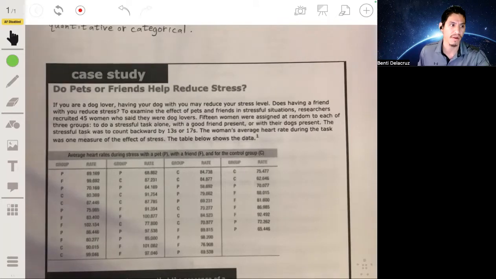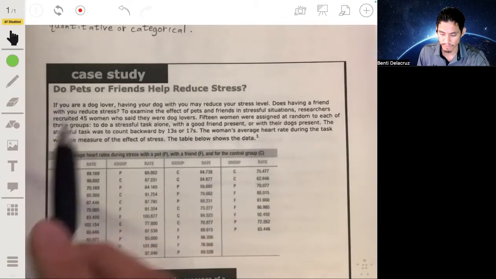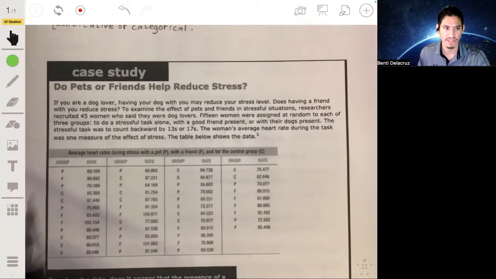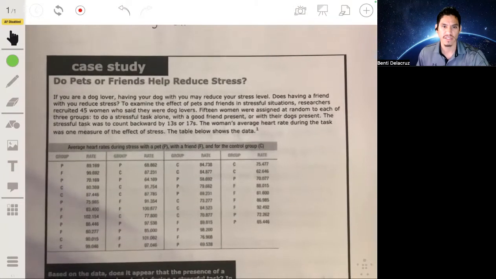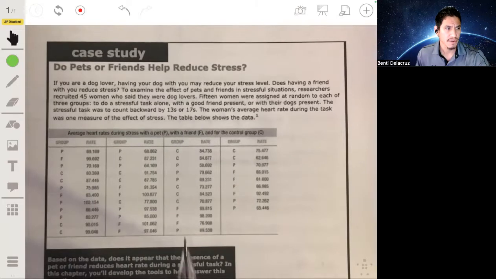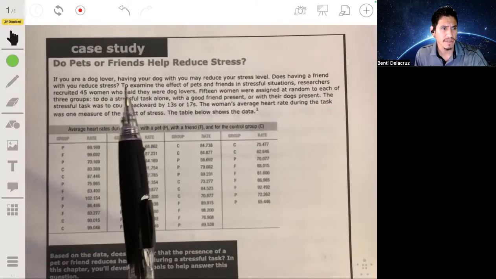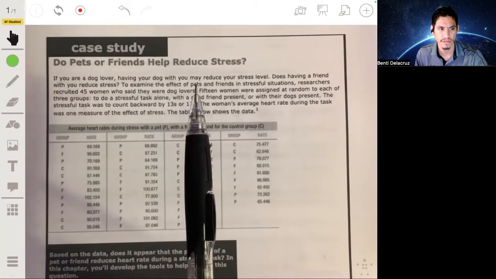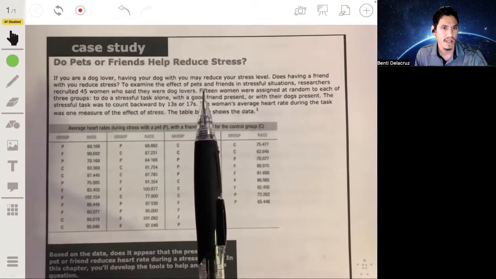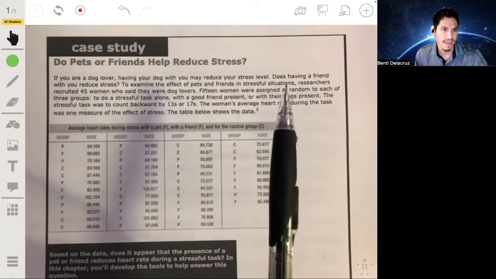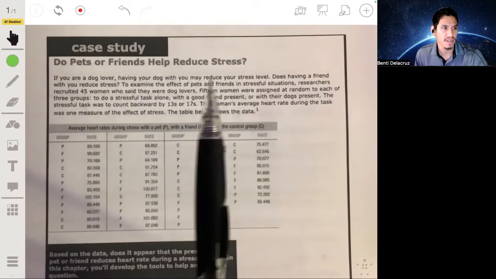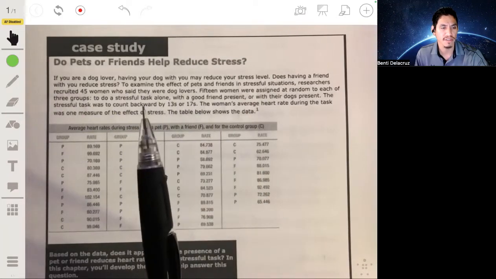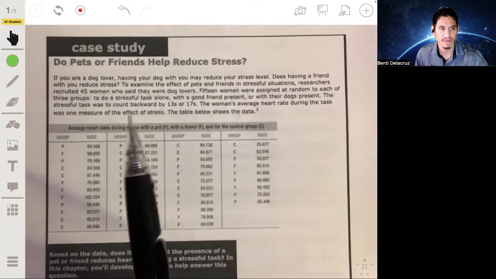All right, so let's look at a real problem that was done in a psychology study. Here we have a case study where we're looking to see if pets or friends help to reduce someone's stress. They're asking, does having a dog or a friend actually help you stay less stressed? Is there a difference?